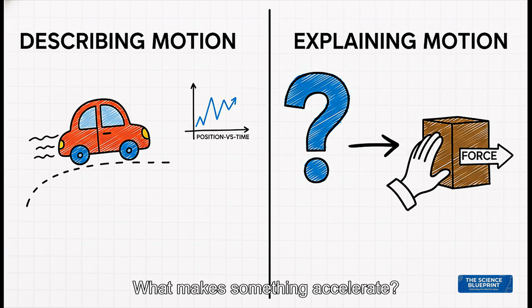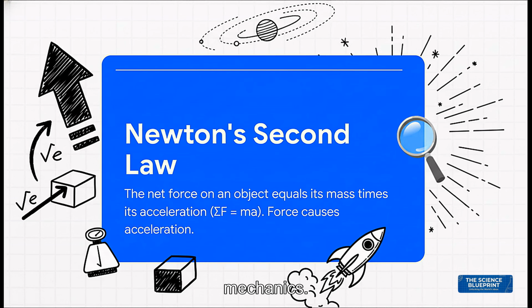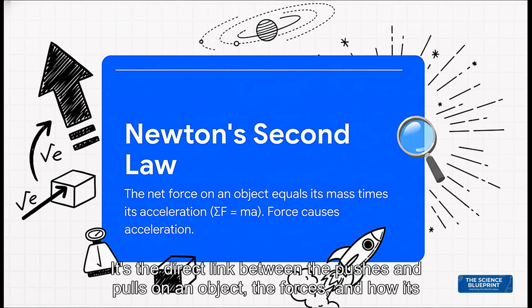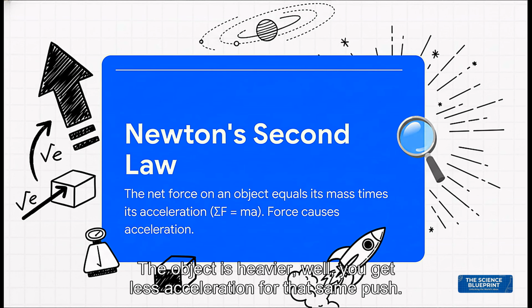This is Newton's second law, and it is arguably the most important equation in all of classical mechanics. It's the direct link between the pushes and pulls on an object, the forces, and how its motion changes. You push harder, you get more acceleration. The object is heavier, well, you get less acceleration for that same push.